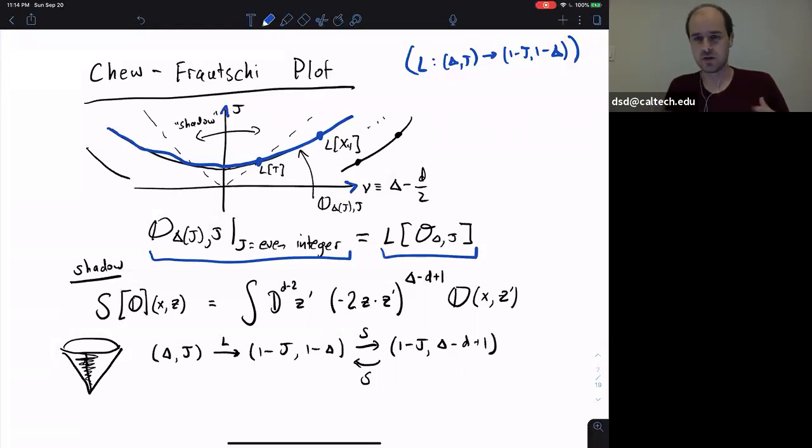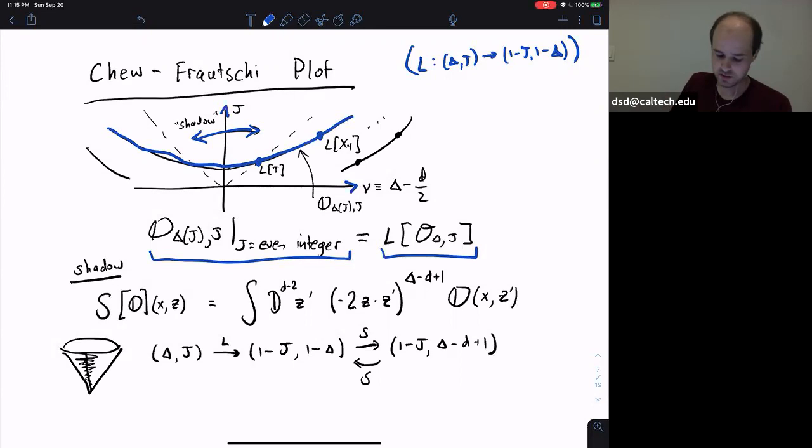There's a different version of the shadow transform which makes sense in Euclidean space, and the problem with that version is that it's unclear why there should be a symmetry. So let me just say what shadow symmetry is. It's a left-right flip in this plot. And it's implemented by a conformally invariant integral transform. So it's another one of these integral transforms, kind of like the light transform.